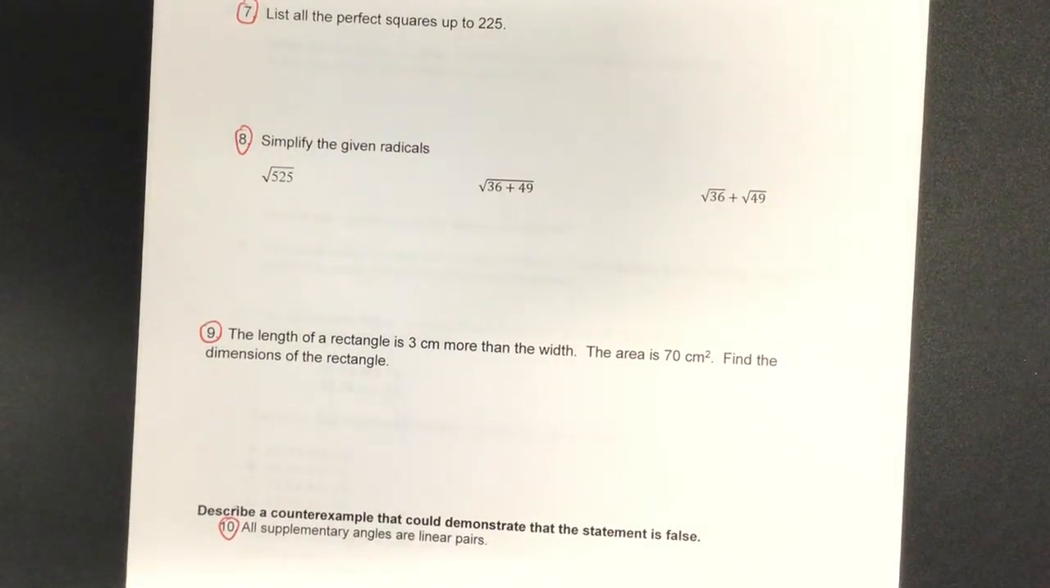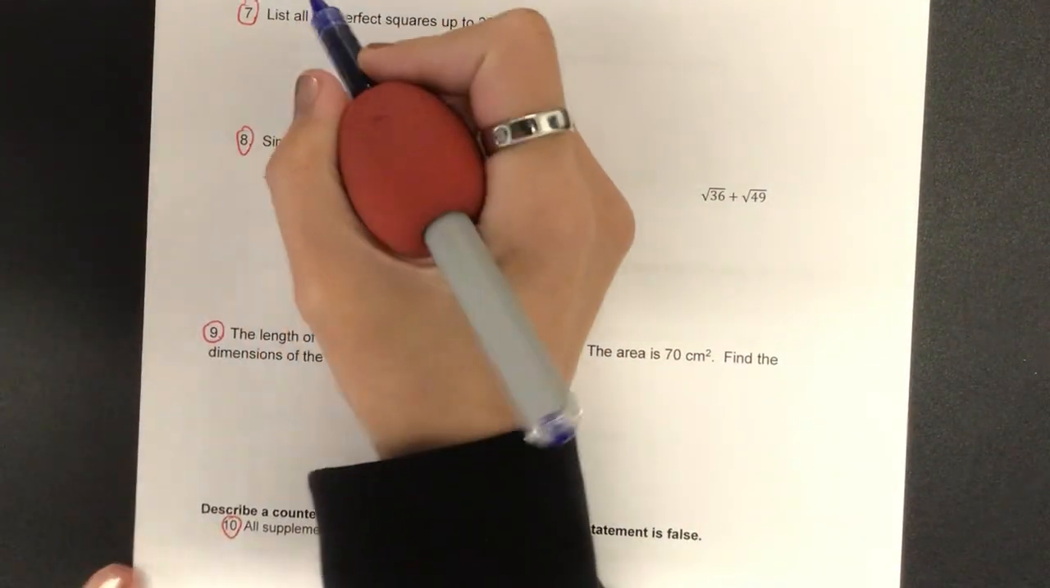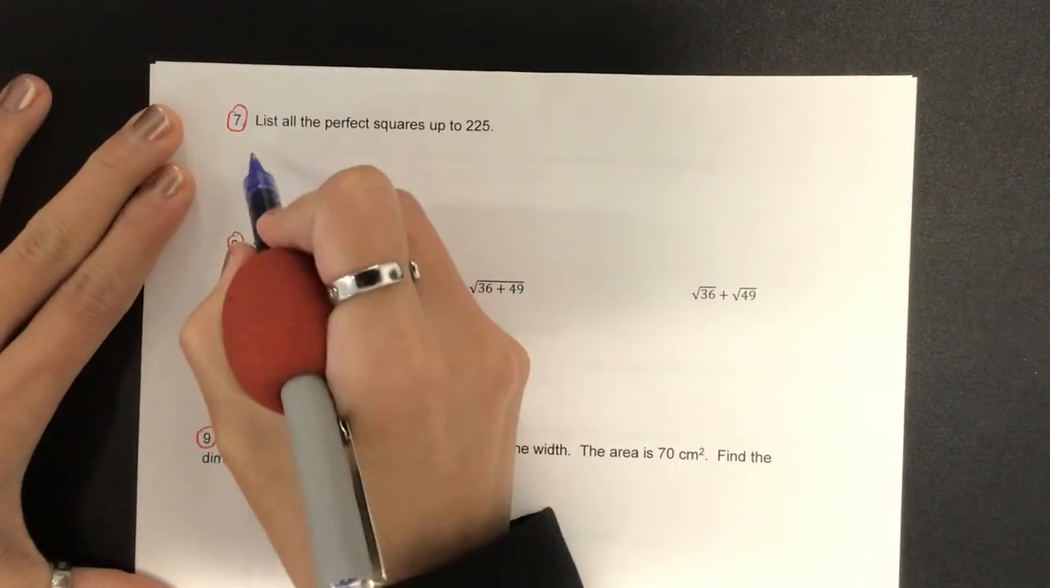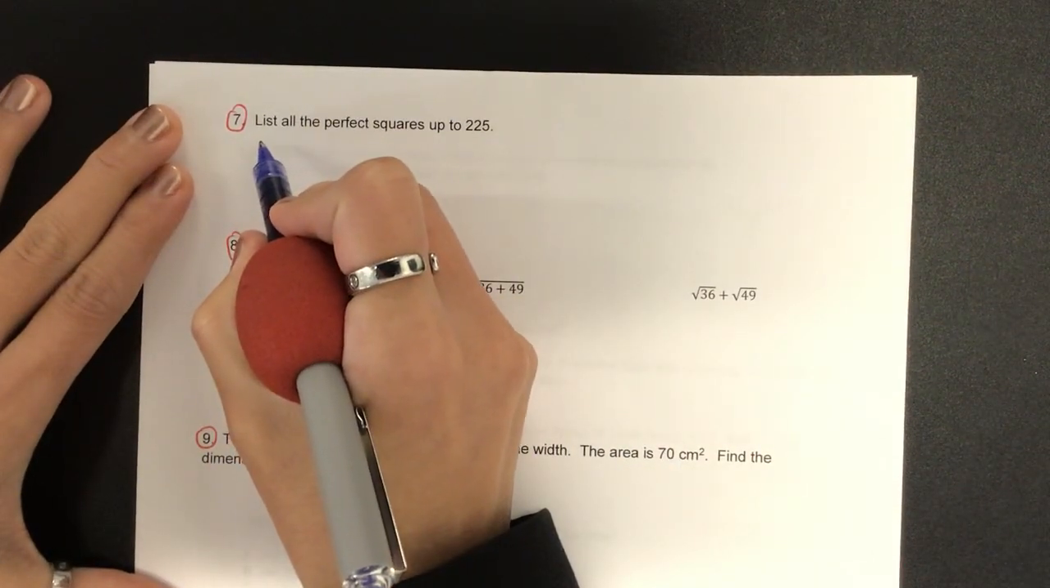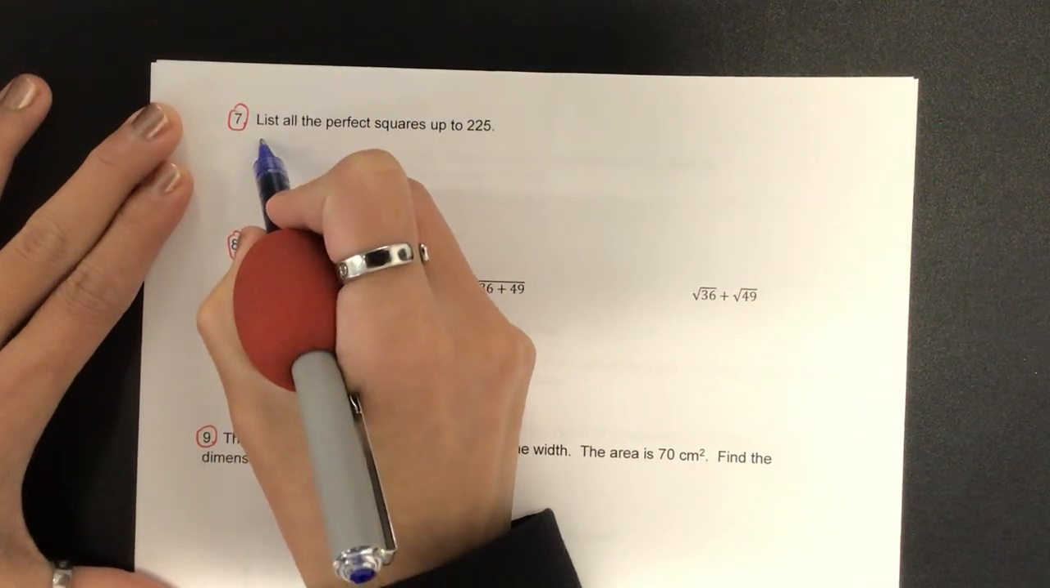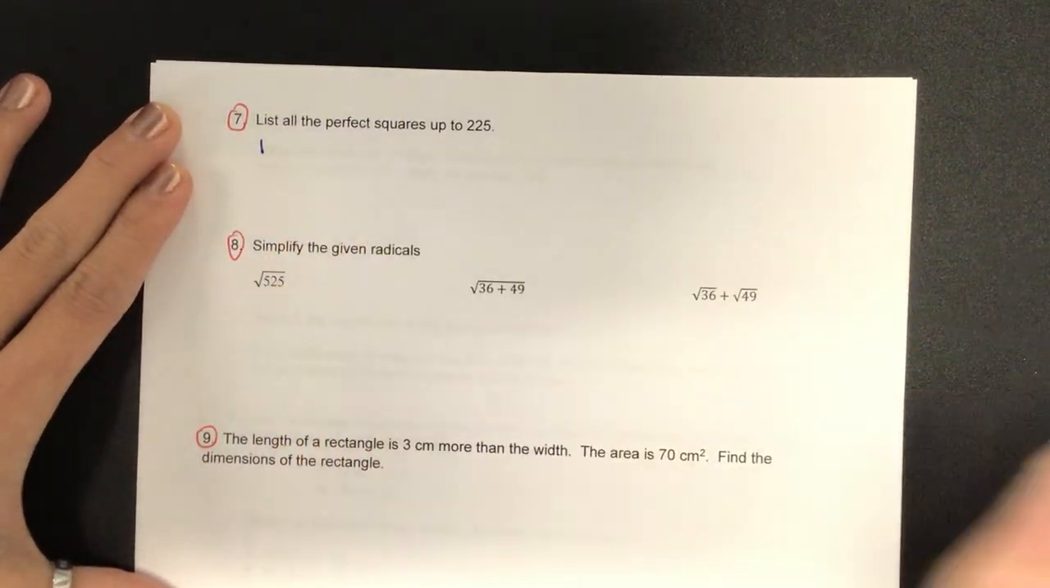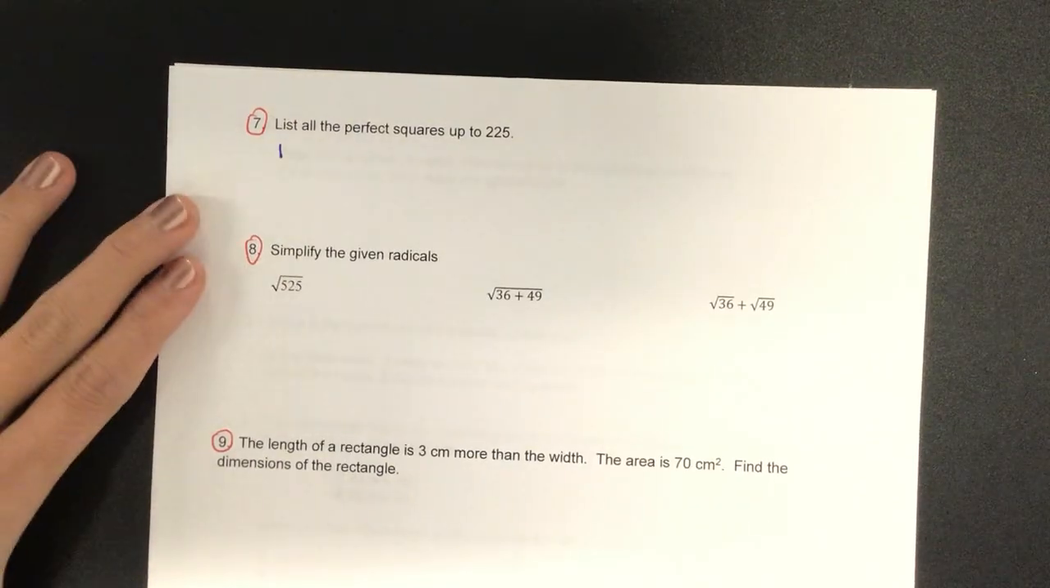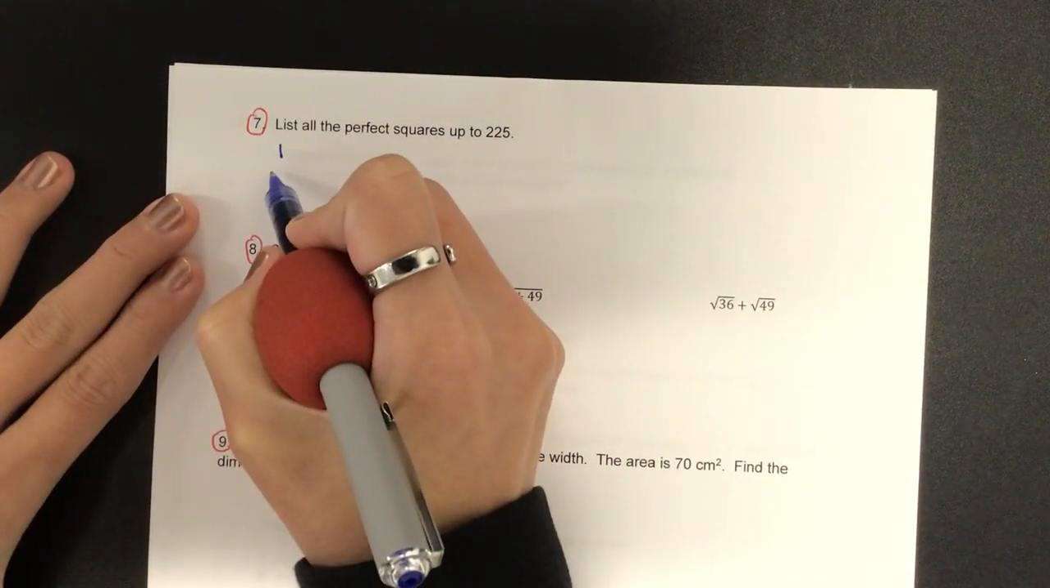Okay, let's list all the perfect squares up to 225. So the first perfect square is what? You guys want to say the 1? Okay, I'll take 1. 1 could be kind of, what's the word? Controversial. Okay, what's after that?